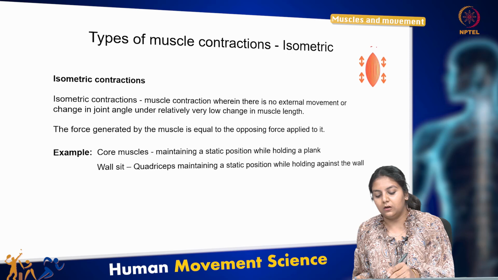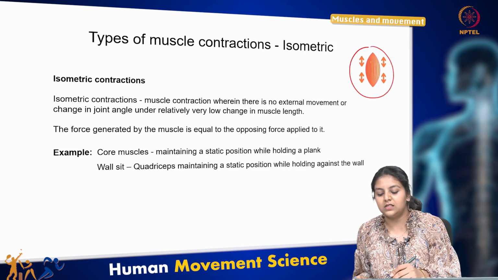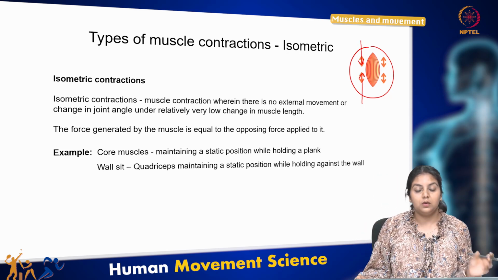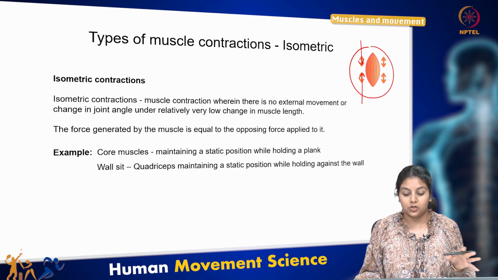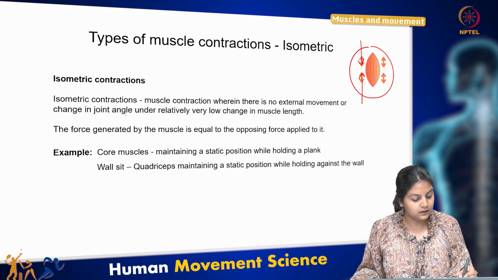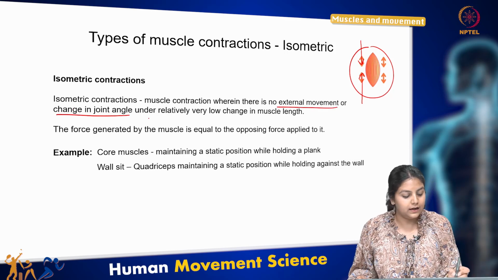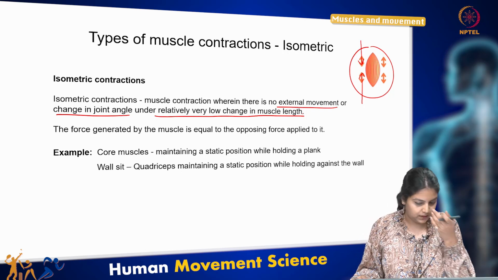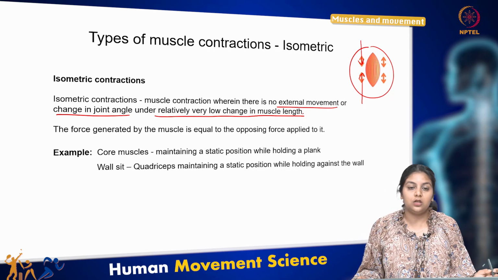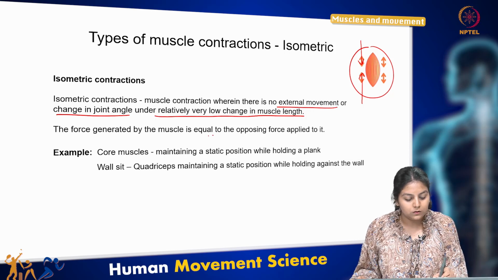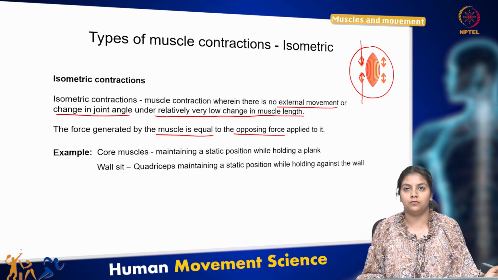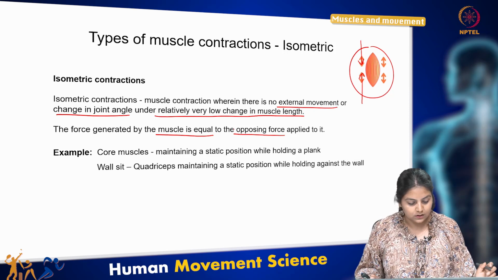So, as you can see here in this diagram, it is maintaining length. So, the force that is coming is equal and opposite. So, the muscle contraction wherein there is no external movement or change in joint angle, and like I said, it is under relatively very low change in muscle length, almost negligible. So, the force generated by the muscle is equal to the opposing force applied to it, and it is able to maintain the muscle length.